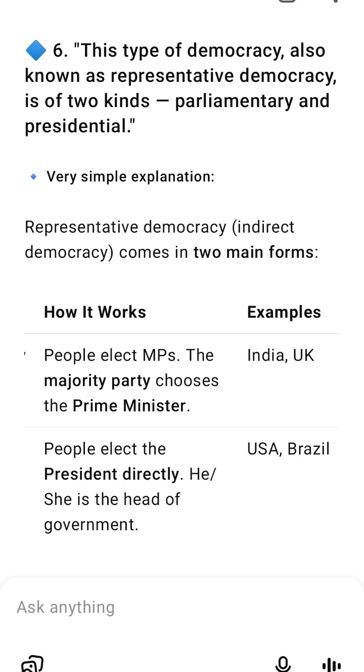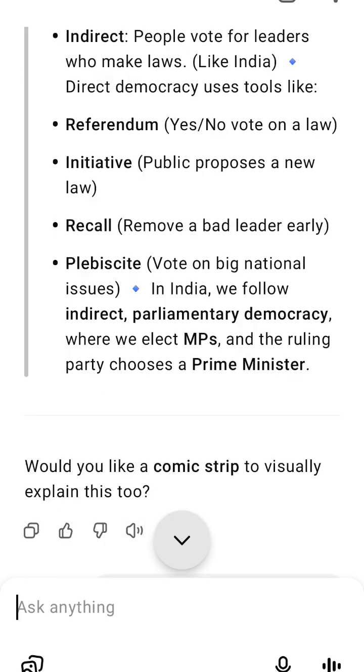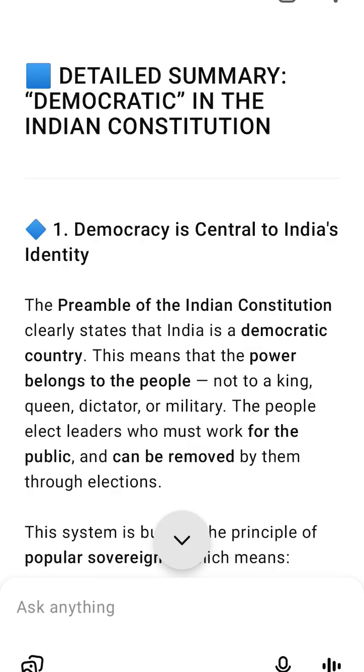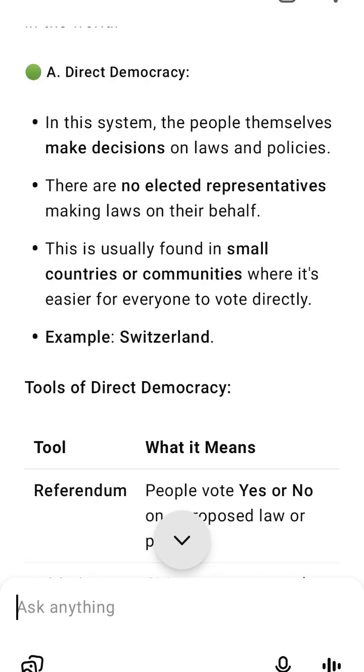Example: Switzerland. Tools of direct democracy. Referendum: people vote yes or no on a proposed law or policy. Initiative: citizens start a new law themselves by collecting support or signatures. Recall: citizens vote to remove an elected leader before their term ends. Plebiscite: people vote to decide a big issue like territorial disputes or separation.